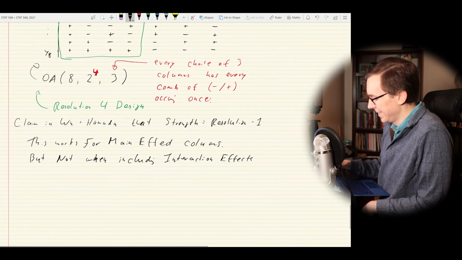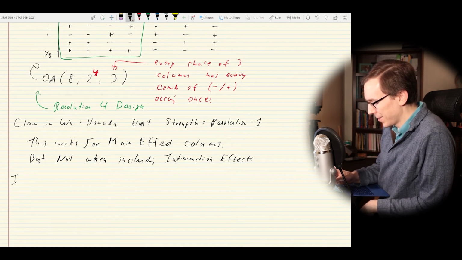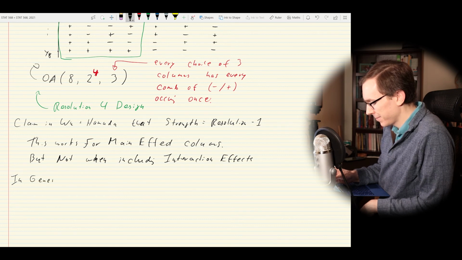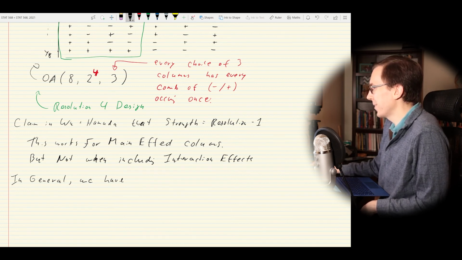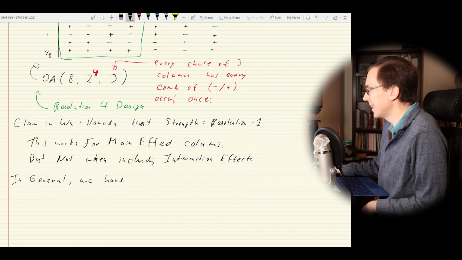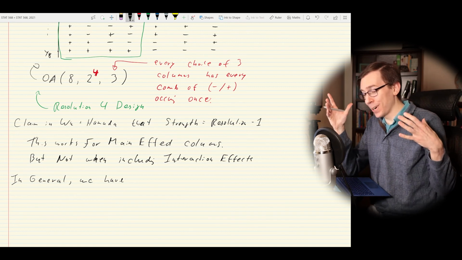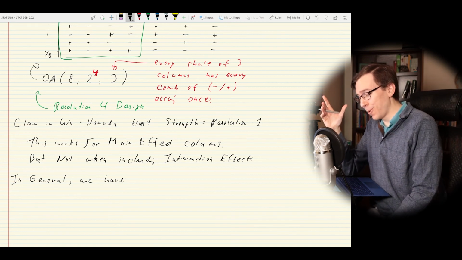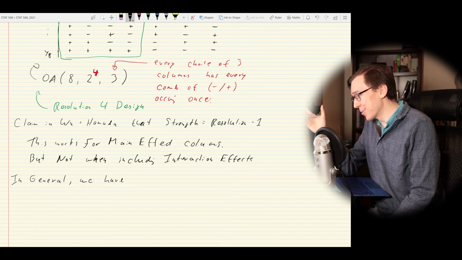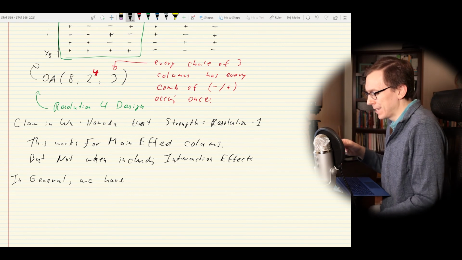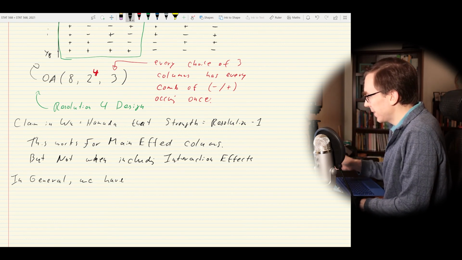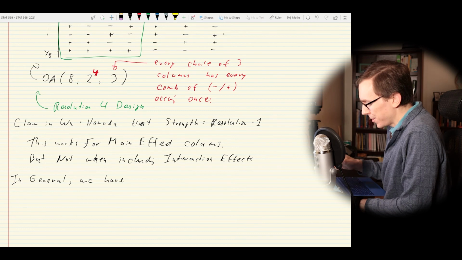Oh, yes. So in general, we have this idea that we can consider our factorial designs like an orthogonal array. And then the question is, well, why are we doing this? We're doing this because it's going to help us understand mixed level designs.